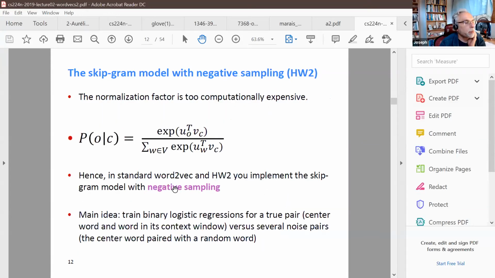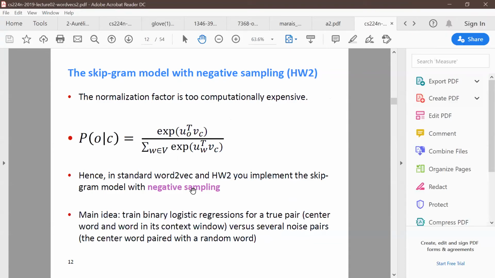Yeah, negative sampling is when you introduce word context. Remember, we're talking about pairs of center word and outside word, center word and context word. So you introduce some negative samples. That means you introduce some center word paired with a random word, instead of a center word paired with one of its real context words. Does that make sense?